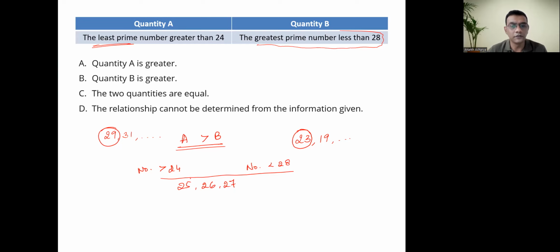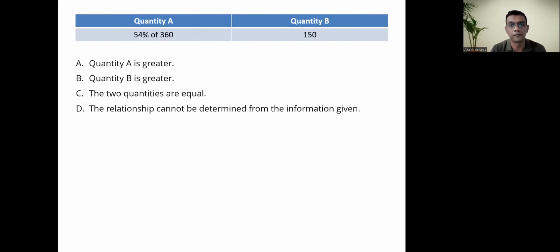Now, none of these numbers are prime, which means my B value is going to be less than the leftmost value here, and the A value will be greater than the rightmost value here. So thus, quantity A is always going to be greater than quantity B. So I will look at alternate ways of recognizing values, because that is what is going to help me in the real-time exam. Let's look at one more.